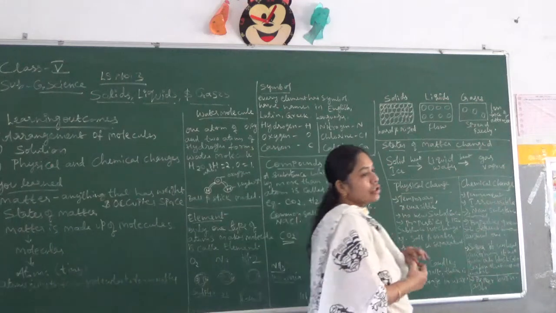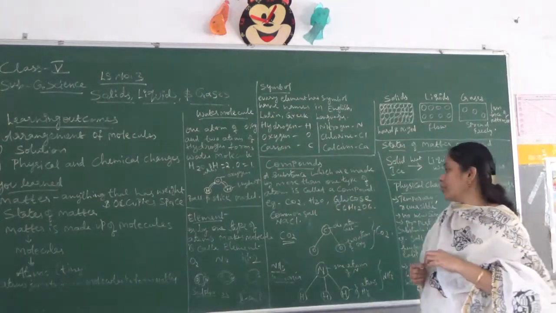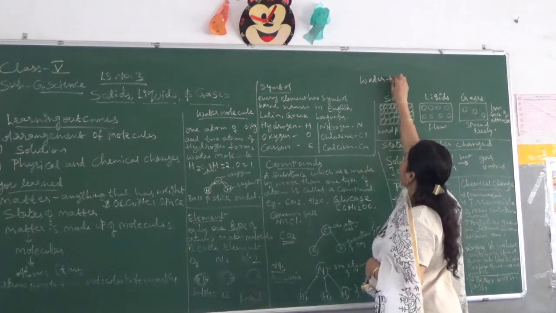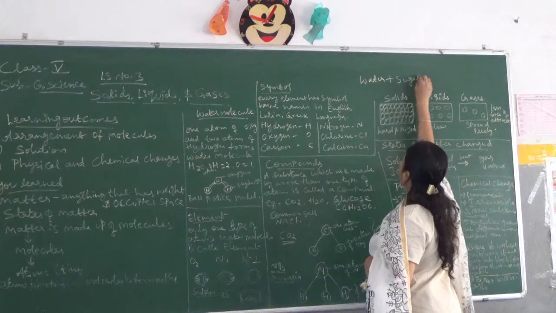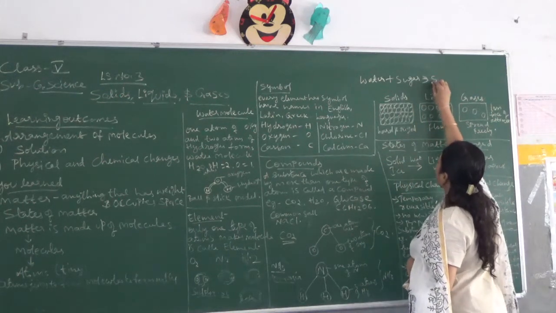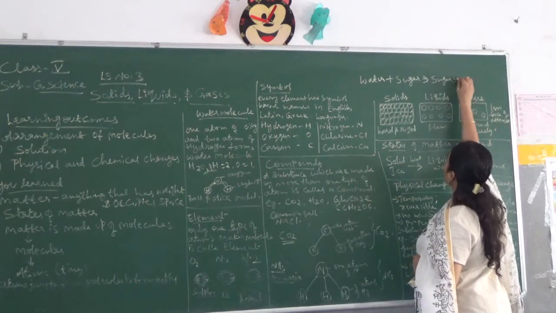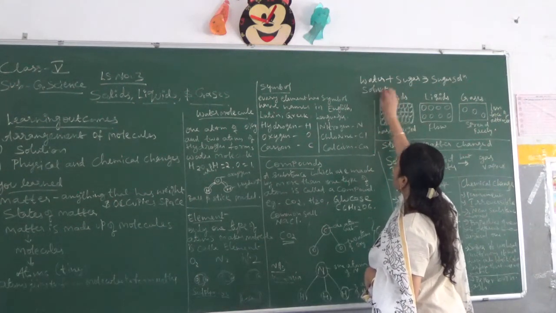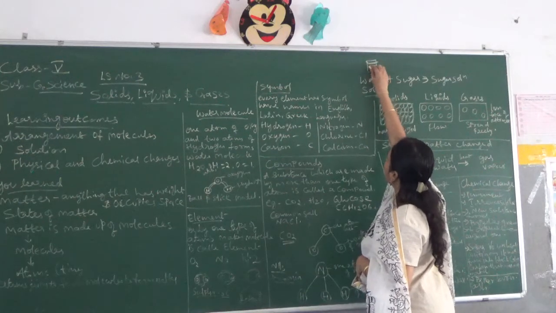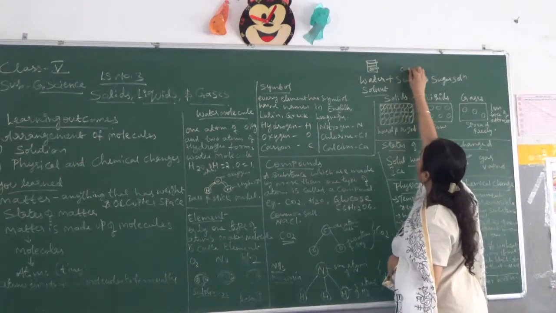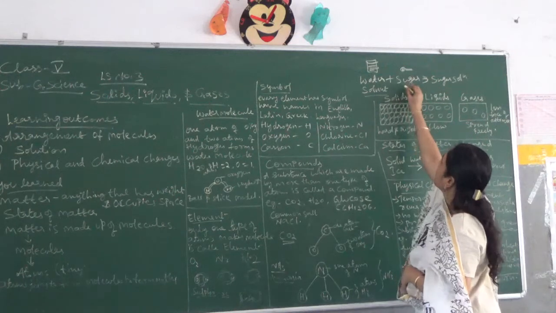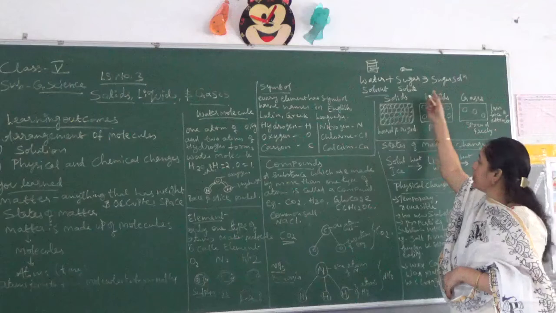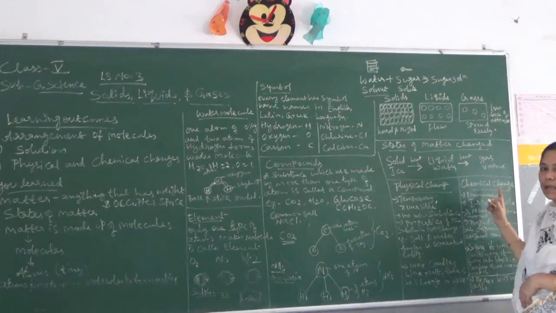Solution. What is a solution? Solvent and solute form a solution. For example, if I am taking water and adding sugar to it, it will become a sugar solution. Here water is the solvent, the one in greater quantity. We are taking a glass full of water and a spoonful of sugar. The spoonful of sugar is the solute. Solvent and solute form a sugar solution.